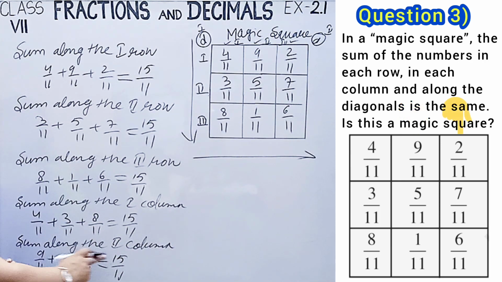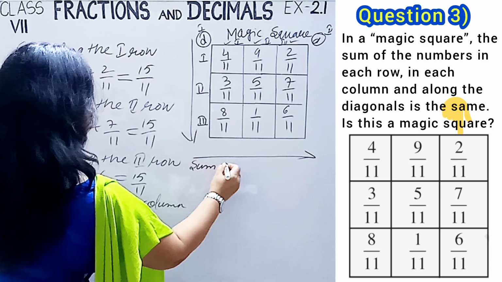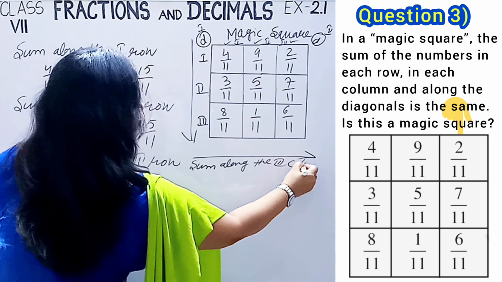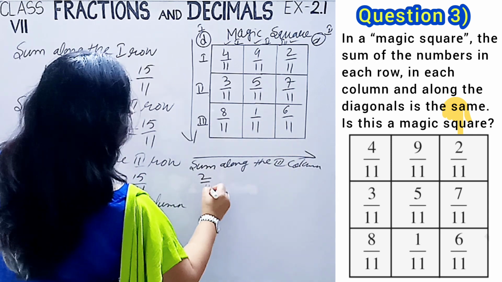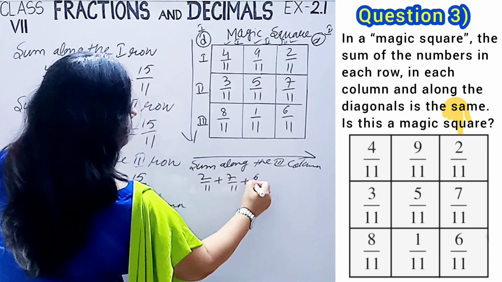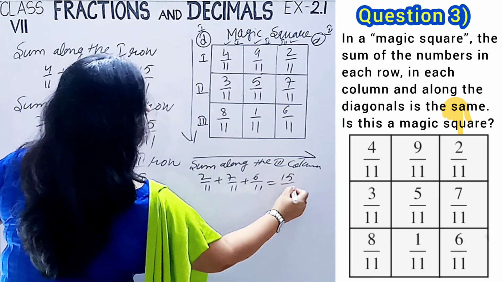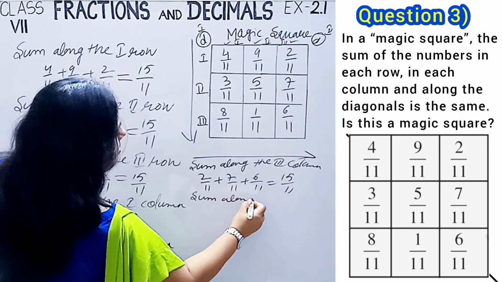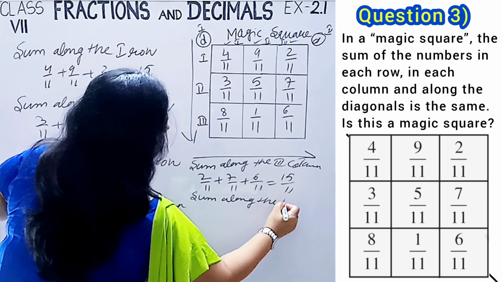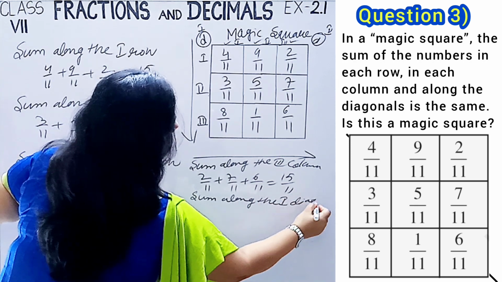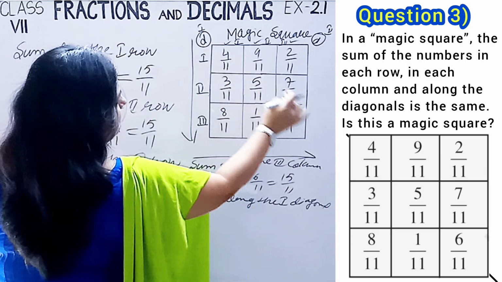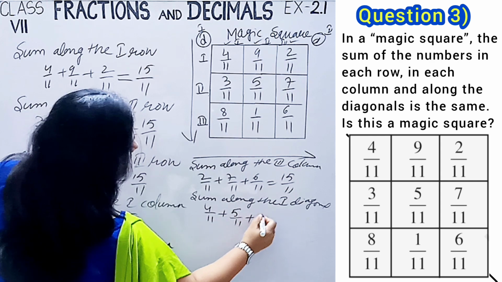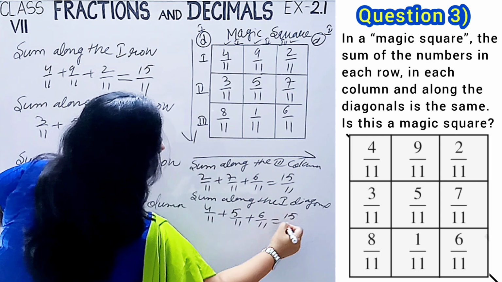Next one is sum along the third column: 2 by 11, 7 by 11, 6 by 11. After adding, we get 15 by 11. Now coming to the first diagonal. Sum along the first diagonal: 4 by 11, 5 by 11, 6 by 11. Answer is 15 by 11.